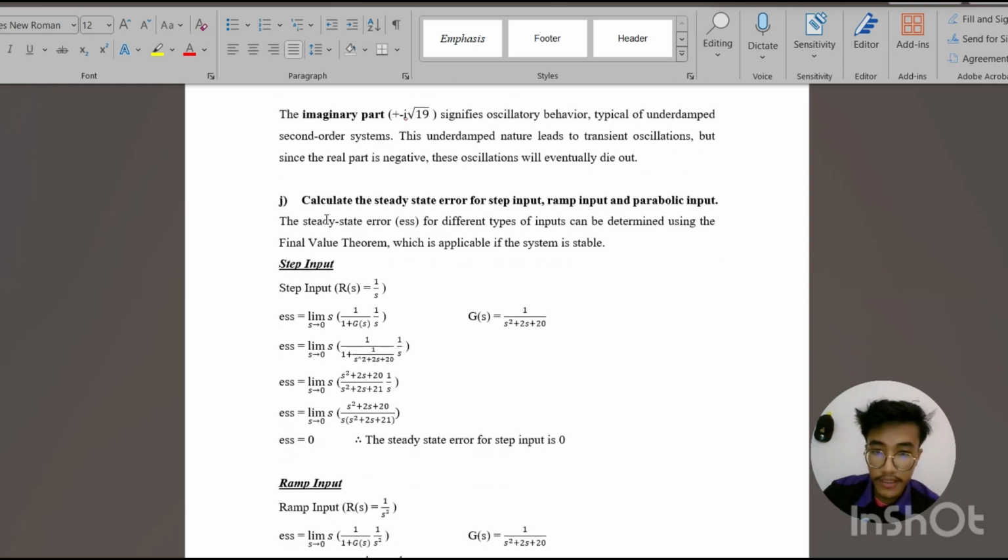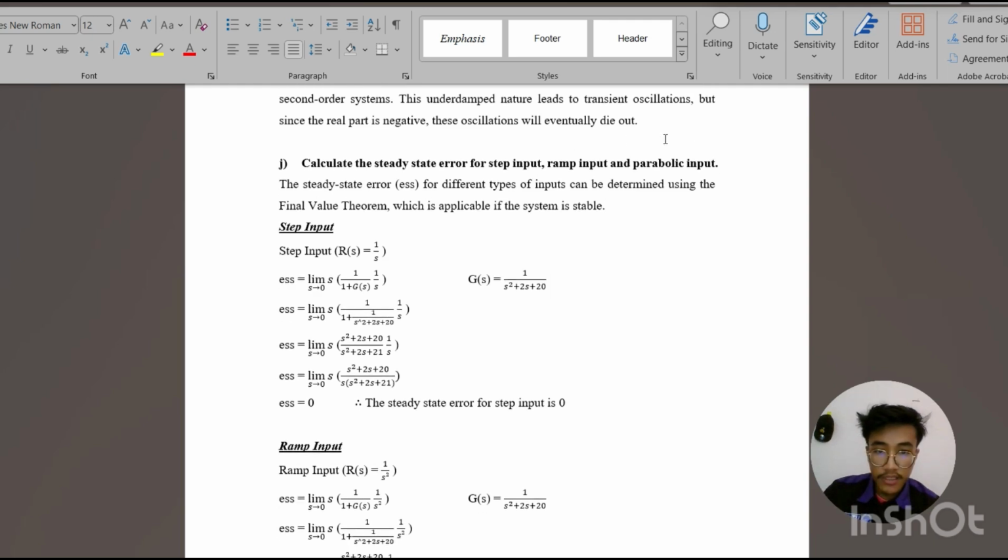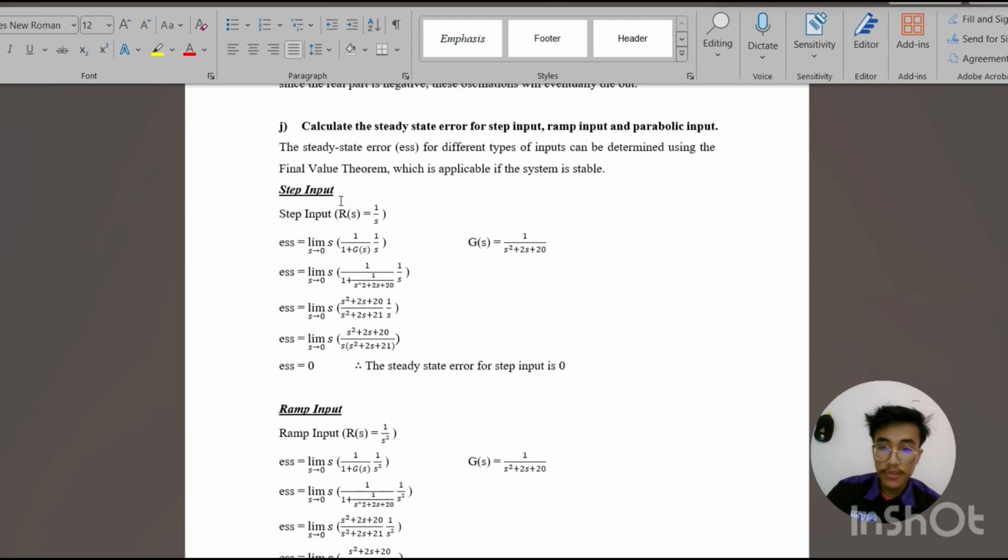So next, I will explain how to calculate the steady state error for step input, ramp input, and parabolic input. For these three inputs, they have different steady state errors. For example, for the step input, we use the equation R(s) equal to 1 over s. So the steady state error, we put it as limit s goes to 0, which is 1 over 1 plus G(s) times 1 over s.